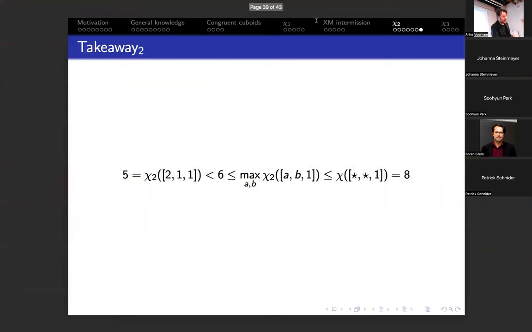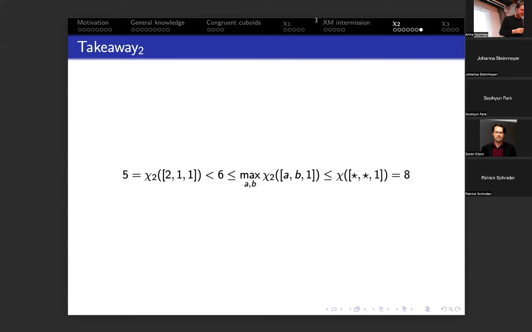So this is really what I know about two. So for chi 2211, this is 5. And 5 is strictly less than 6. And 6 is a lower bound for this thing. But I don't know this thing. And I don't know if there exist A and B that will take me to 7 or 8 colors. So this is just less than or equal to A, but I don't know which number it is.